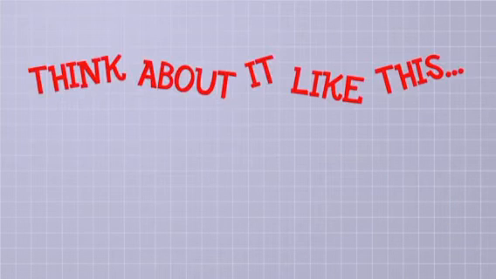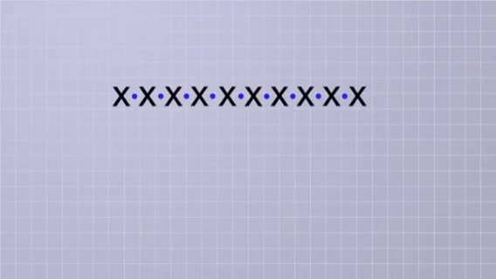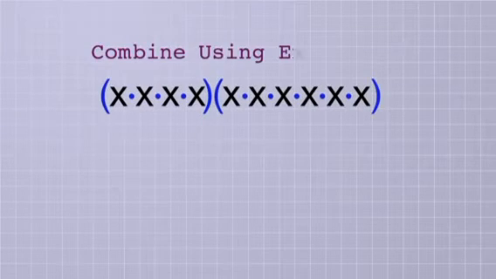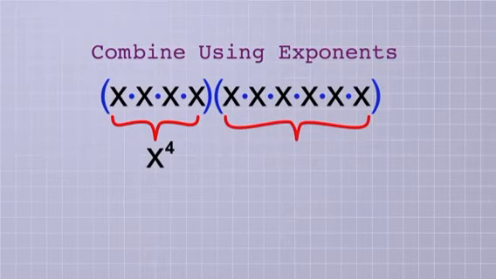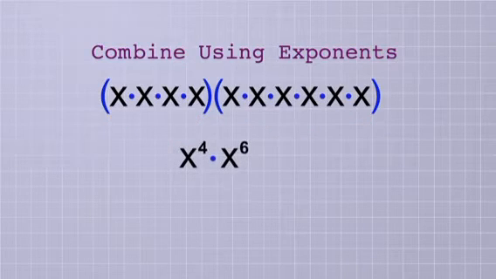Or think about it like this. If we had 10 x's all being multiplied together, we could form different groups of them and combine them using exponents. Like we could combine the first 4 x's into x to the fourth, and combine the remaining 6 x's into x to the sixth. And of course, those expressions would be multiplied together since all of the x's were being multiplied.